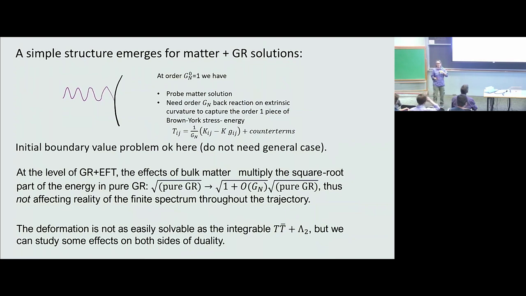It's a good initial boundary value problem, and one thing we find that is very nice, it seems to be nice anyway, is that I mentioned there's this square root in the energy formula. When we excite matter in the way I just described, the effects of the matter end up multiplying that square root, which is curious and convenient because it's saying at this level that's not affecting the reality of the spectrum.